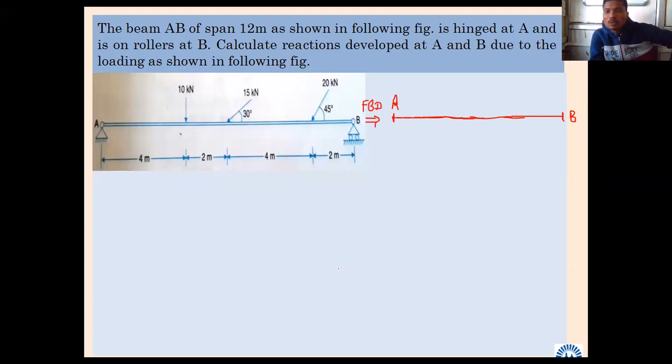Means how many reactions will be there at hinged joint? Two. Yes, only two, that is important. Two reactions will be there. One will be horizontal, one will be vertical.